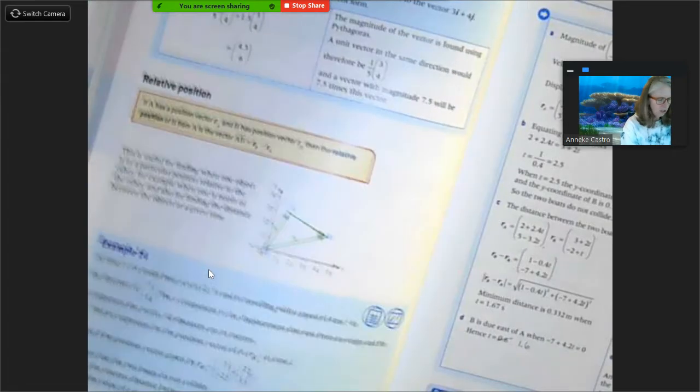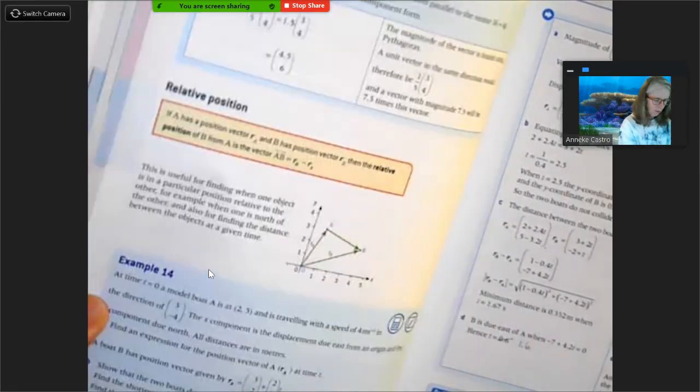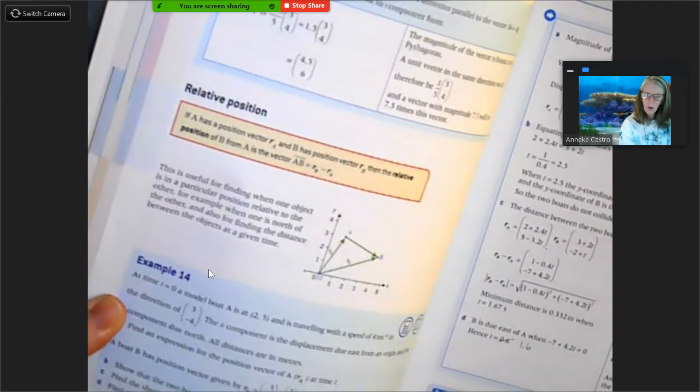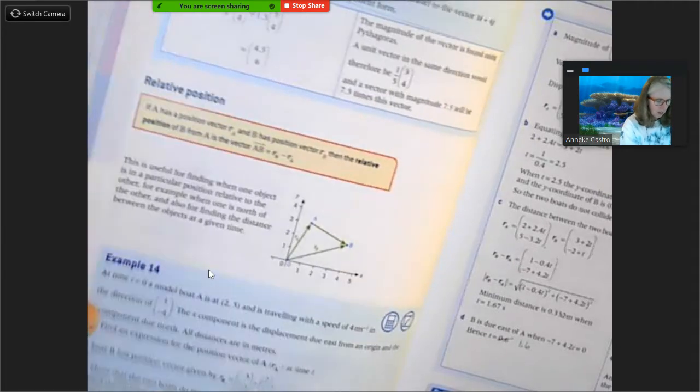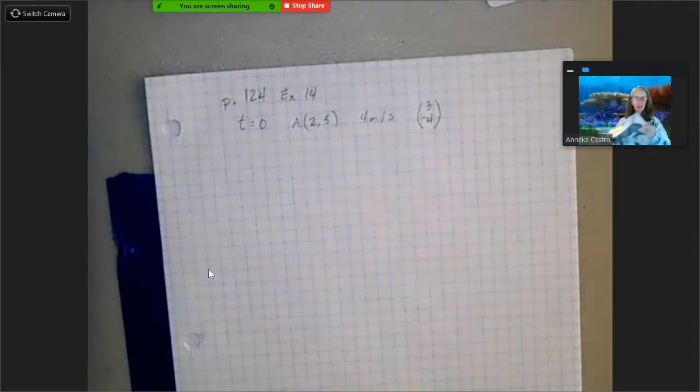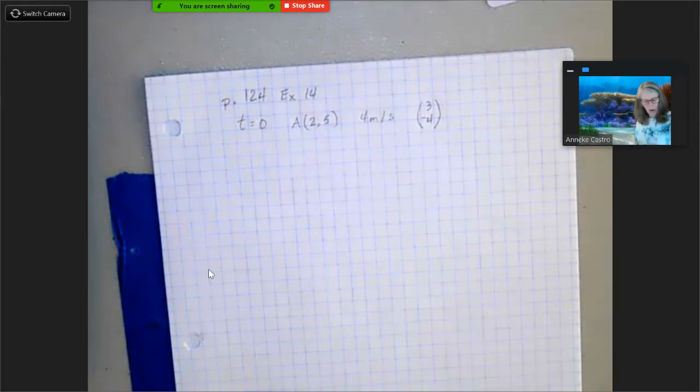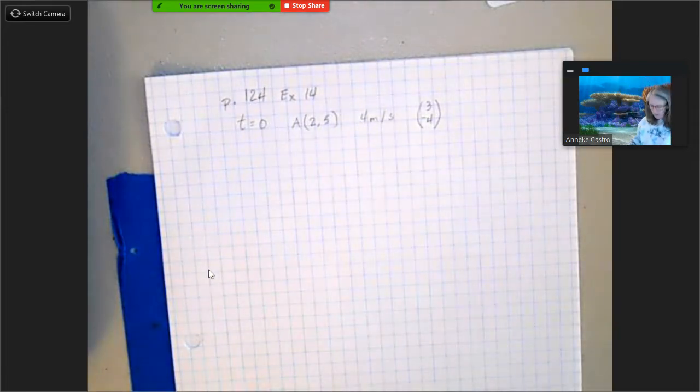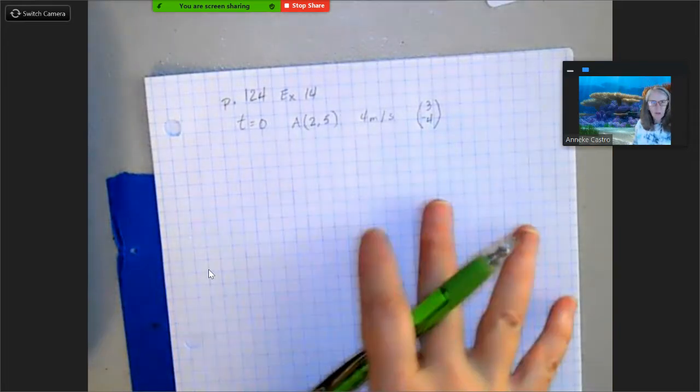So here's me doing the problem. So hopefully you have your book open to page 124 or you've looked at it, because I can't have this showing and my work at the same time. So I am going to have the book next to me while I talk through this problem.